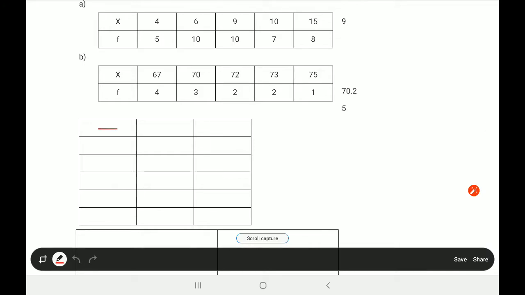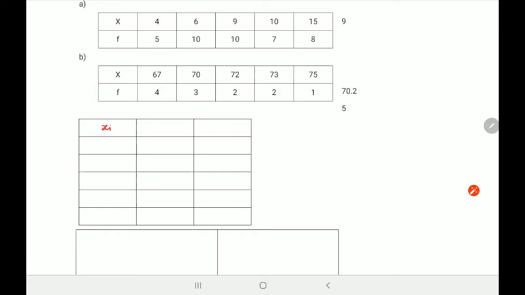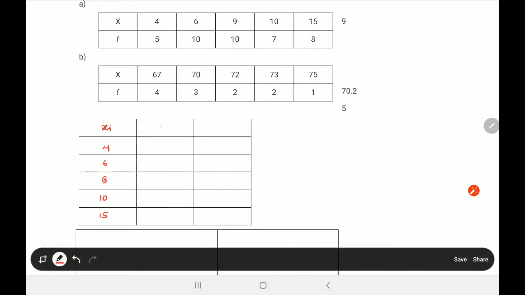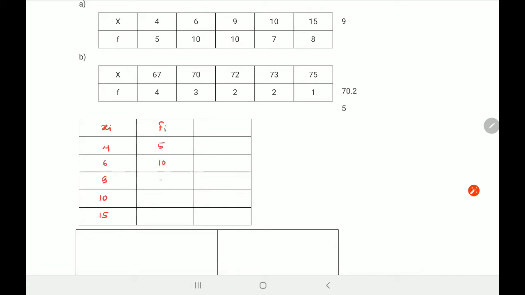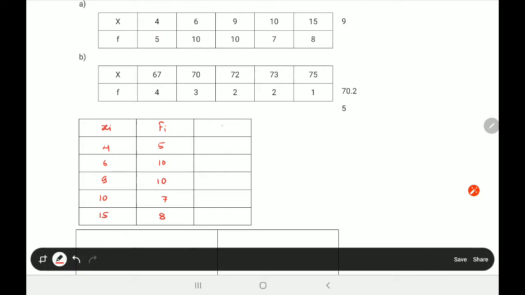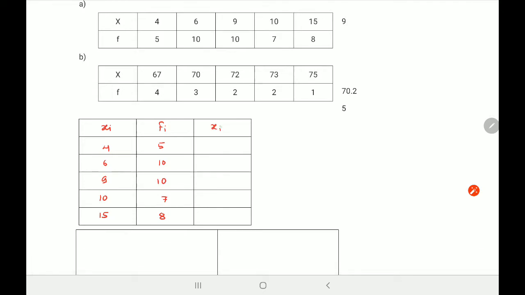The first column is considered as xi, that is 4, 6, 9, 10 and 15. The second one is called frequency. We name it as fi, which is 5, 10, 10, 7 and 8. One more column we need, we call it fi xi, that means the product of this and this. So it is 20, then 60, then 90, 70, 120.